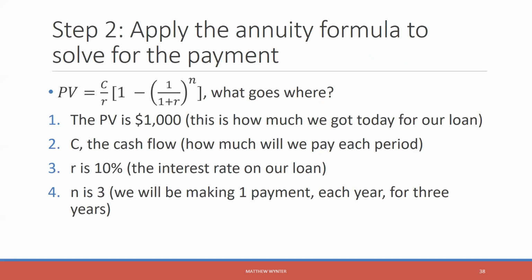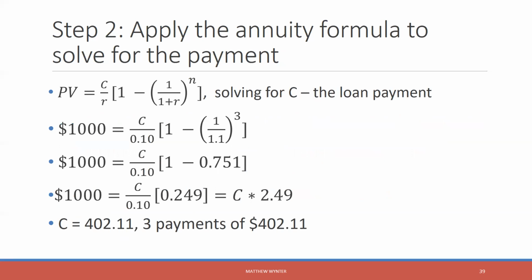This is how much we get today. C, that cash flow, how much we're going to pay each period, that's the payment. R, the discount rate, is the interest rate on our loan, 10%. And then N, the number of periods, the years over which we'll be paying this back, will be 3. We'll be making 1 payment each year for the next 3 years. So let's plug it in and solve it out.